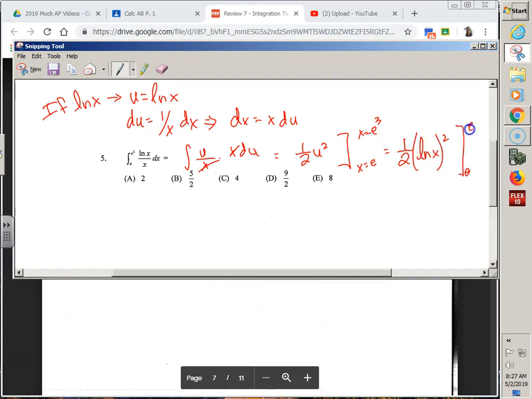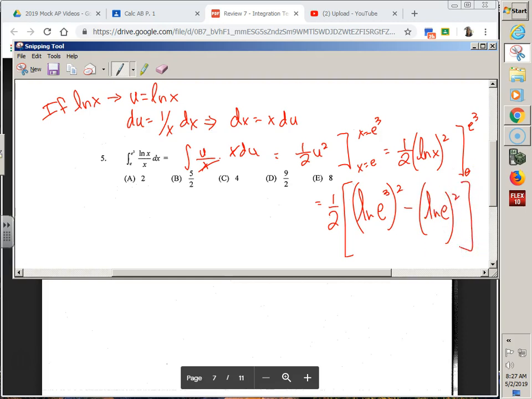A few of you who like doing shortcuts might have tried to bring that squared down from log properties, but it's not ln of x squared. The property only works when the squared is inside the argument, so technically it's illegal to do that. So I'm going to go ahead and plug in and do a big old 1/2 with ln of e cubed squared minus ln of e squared.